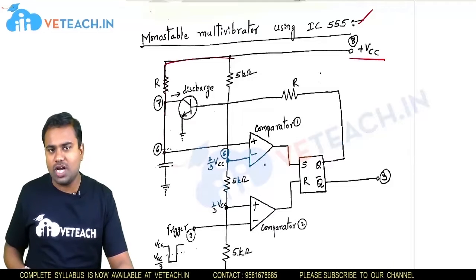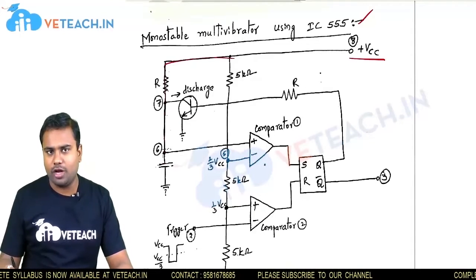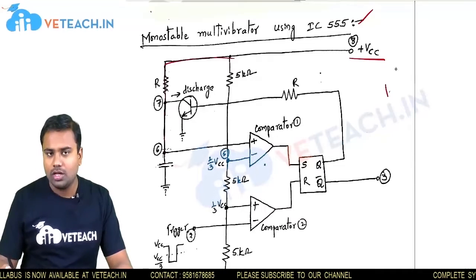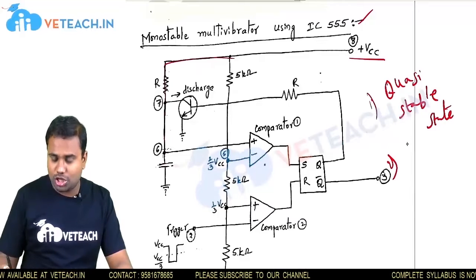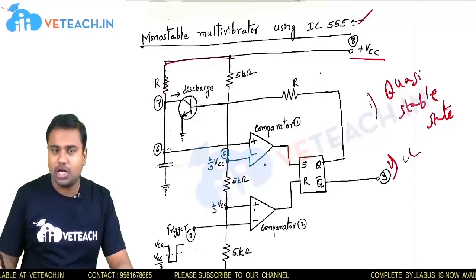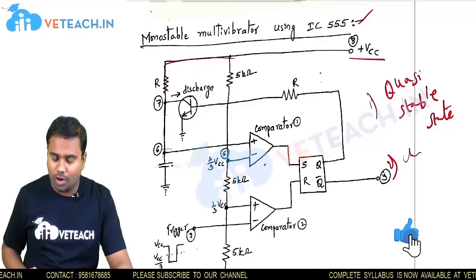In this monostable multivibrator, we can say we are having two states. One is the quasi stable state, and the second is the normal charging state. Like that, we can get two different states over here.